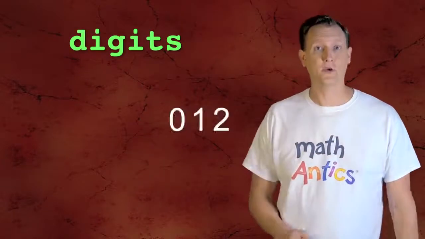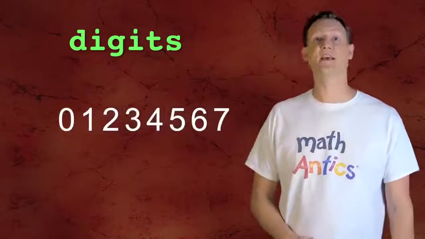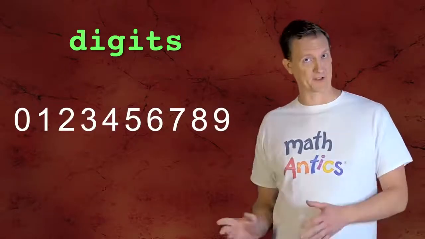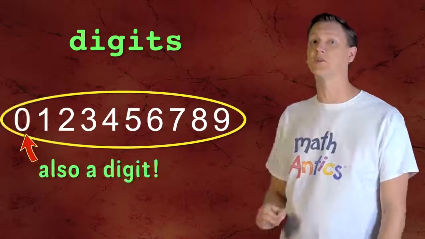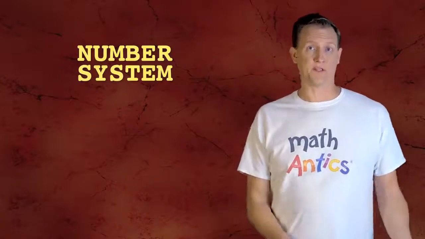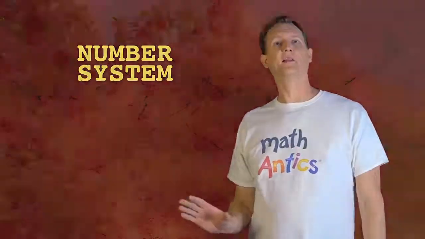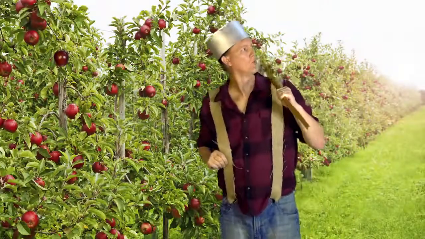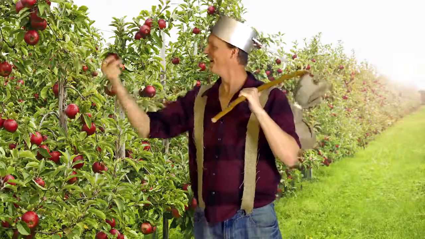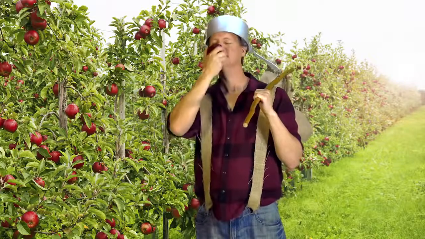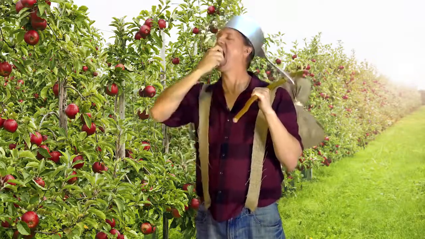The 10 symbols that we use are called digits, and they look like this. 0, 1, 2, 3, 4, 5, 6, 7, 8, and 9. At first glance, you might think that that's only 9 digits, but remember, the 0 counts as one of the digits also. To see how our number system uses these digits to represent amounts, let's pretend that we have an apple orchard full of apple trees, and each of these trees is loaded with big, juicy red apples that we need to pick and then count for our records.